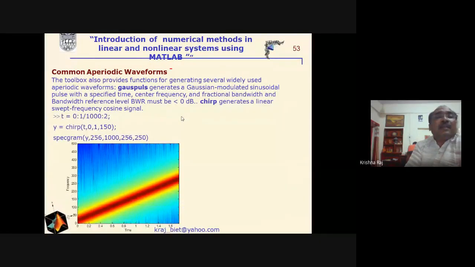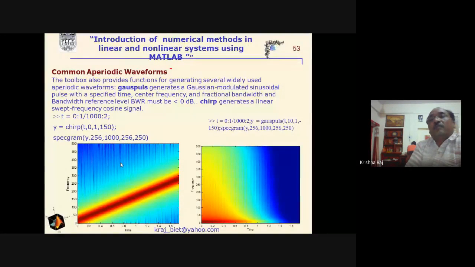If we are interested in aperiodic signals, one command is gauspuls, which generates a Gaussian modulated sinusoidal pulse, and chirp generates a linear swept frequency cosine signal. The chirp function generates this one here. The second one is the Gauss pulse, and for the Gauss pulse we just write the one command, gauspuls, and in this one we have included one more command, that is chirp.